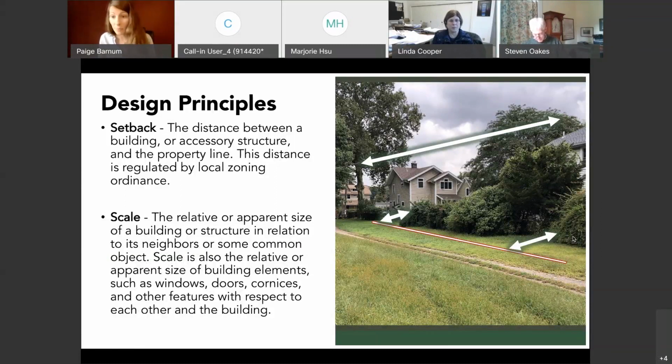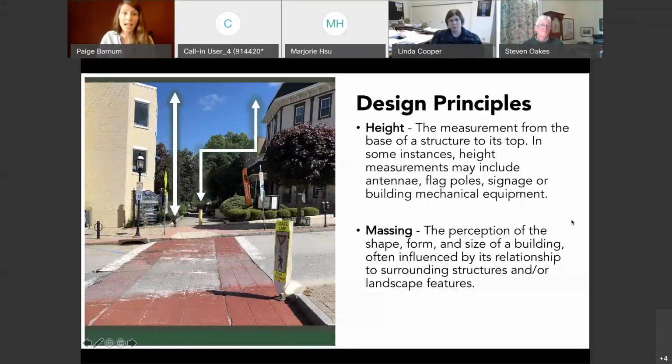The next design principle that is sort of a design 101 is scale, which is the relative or apparent size of a building in relation to something else. For us, it oftentimes is commercial buildings, or in this image, residential architecture, and how does that architecture make you feel when you're on the trail. The next design principle is height, again demarcated with an arrow. I don't think I need to explain height so much.